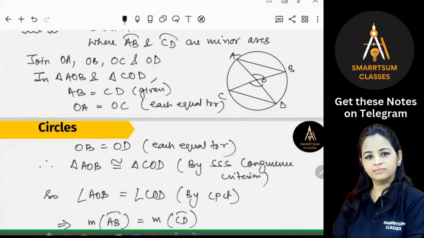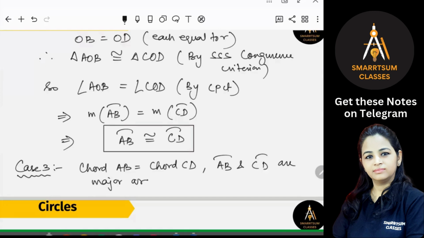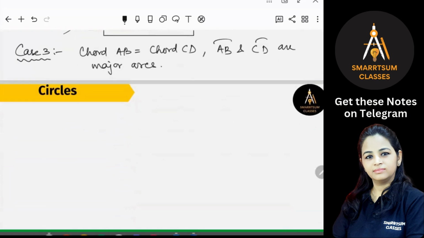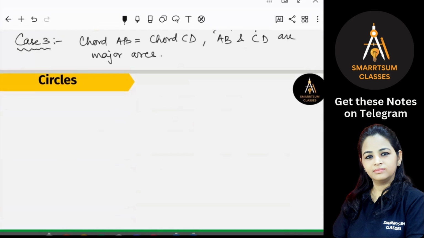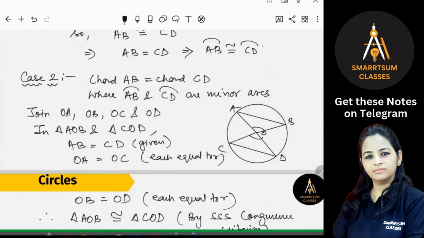And case 3 is that chord AB is equal to chord CD, right? But the corresponding arcs AB and CD are major arcs. So these are the major arcs of the circle. In this case, how will we prove that the arcs are congruent? Look at this figure again. If arc AB and CD are the major arcs, this is AB, the major arc, and this is CD, the major arc.